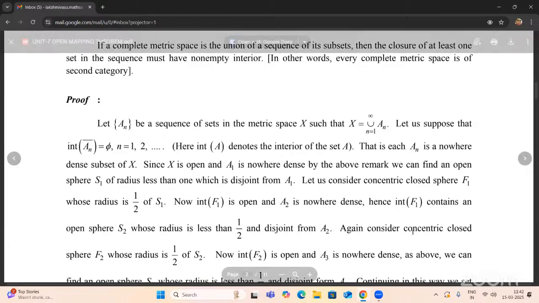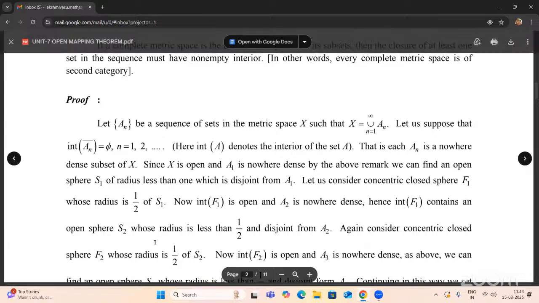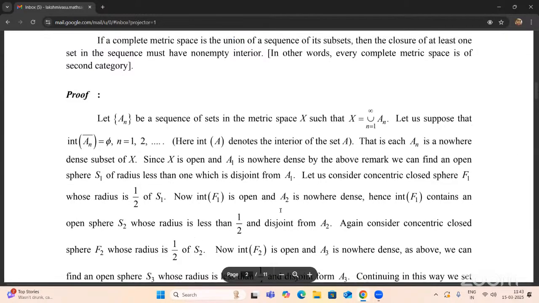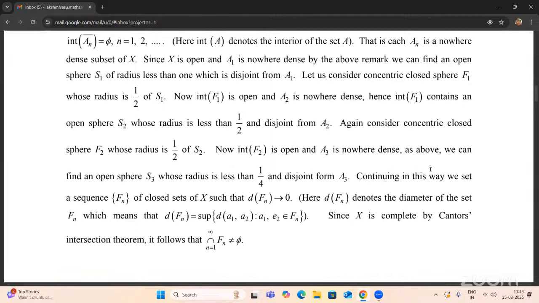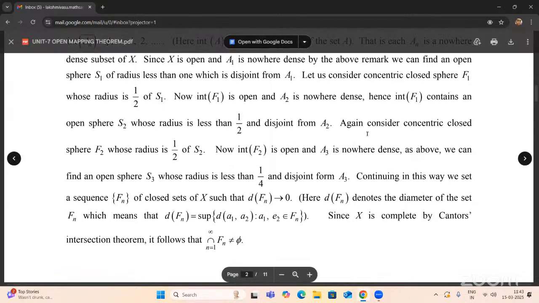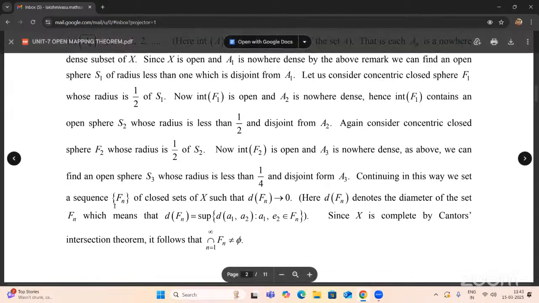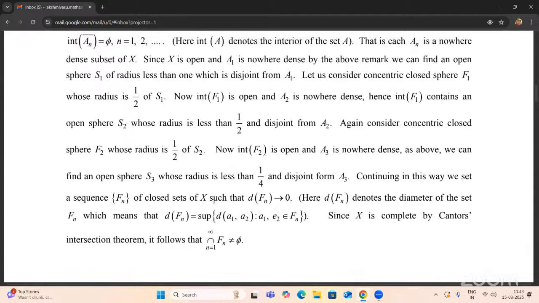Now again consider the concentric closed sphere F2 whose radius is 1/2 that of S2. The interior of F2 is open and A3 is nowhere dense. So S3 is another open sphere whose radius is less than 1/2 squared, that is 1/4, and it is also disjoint from A3. With these properties we take another sequence: the sequence Fn is a sequence of closed sets of X whose diameters converge to 0.